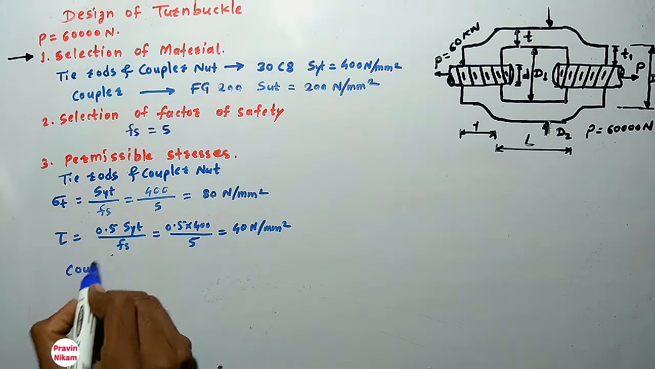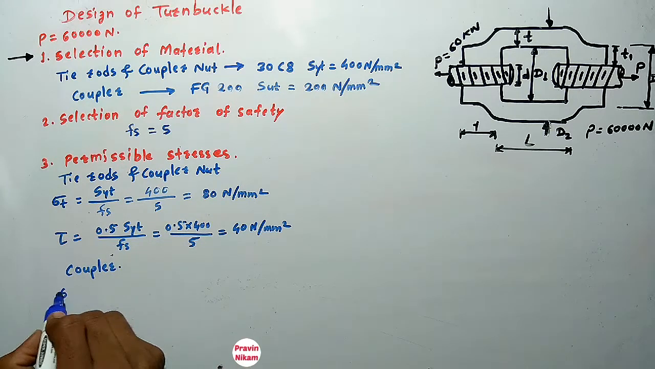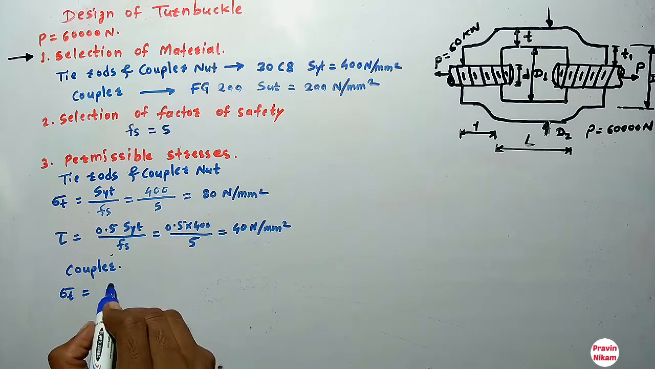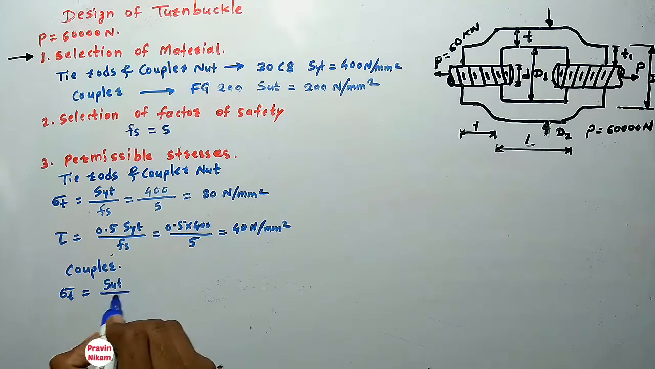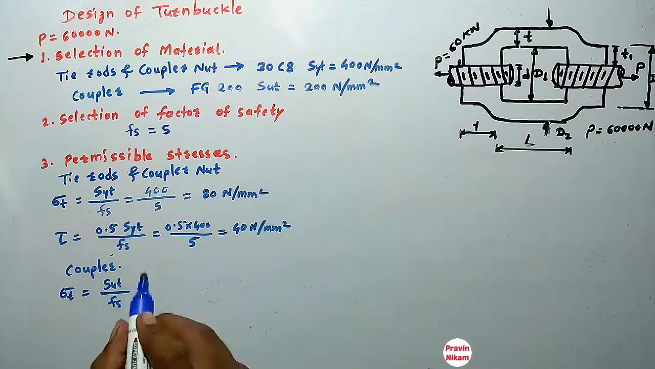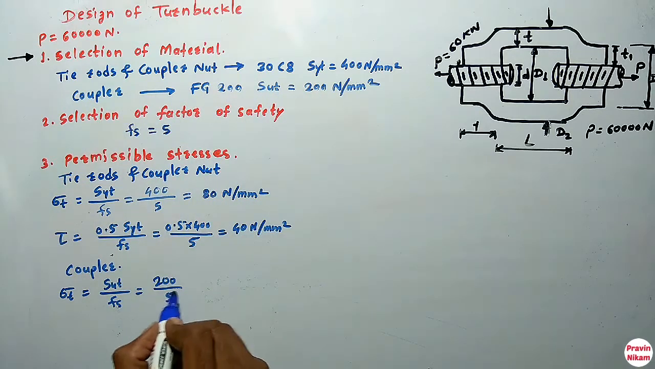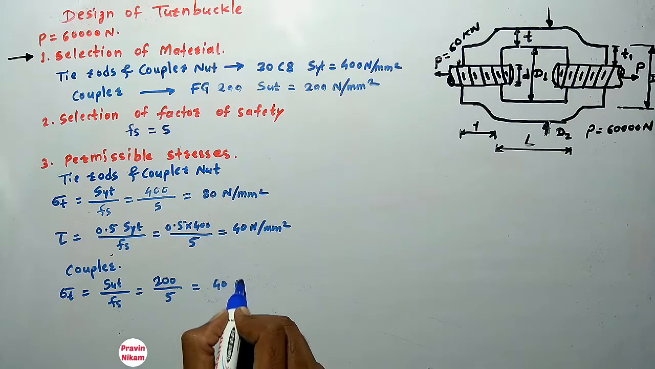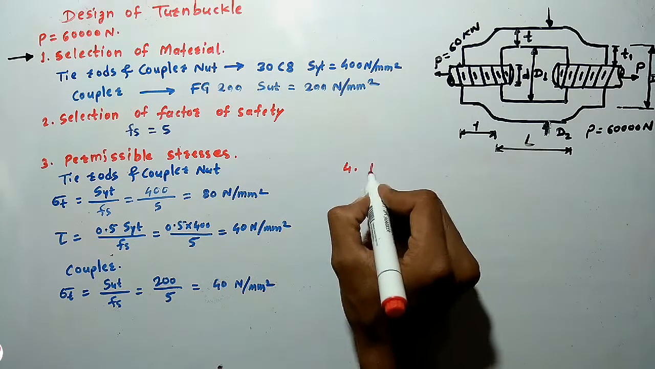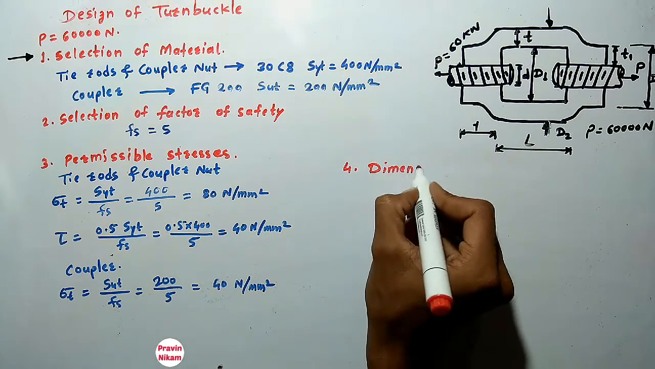Now for coupler, we require only sigma T. So sigma T is SUT divided by factor of safety. So for a coupler, 200 divided by 5, that is 40 Newton per mm square. Now the next step is dimensions. Let us find all the dimensions.